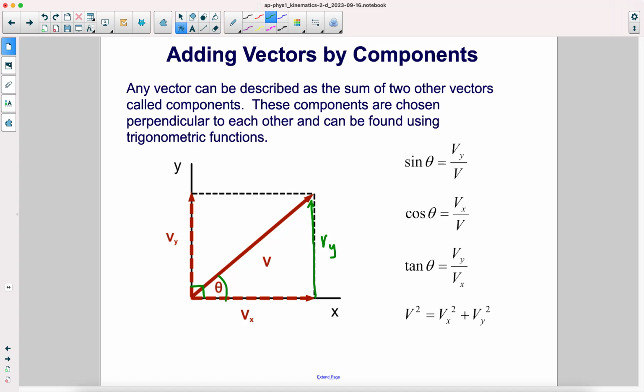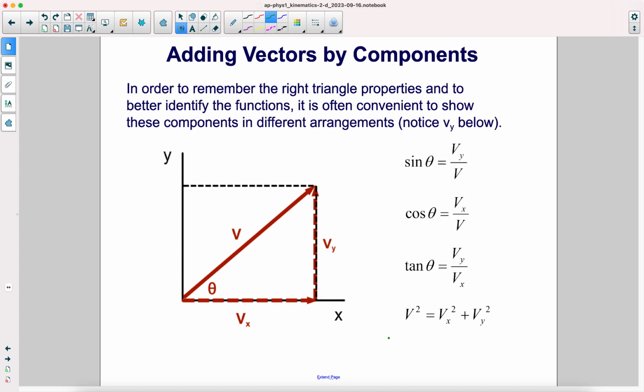So sine theta is vy over the hypotenuse v. Cosine theta is adjacent over hypotenuse, vx over v. Tan theta is opposite over adjacent, vy over vx. And Pythagorean theorem still applies. V squared, the hypotenuse squared, is equal to the x component squared plus the y component squared, since those are the legs of a right triangle.